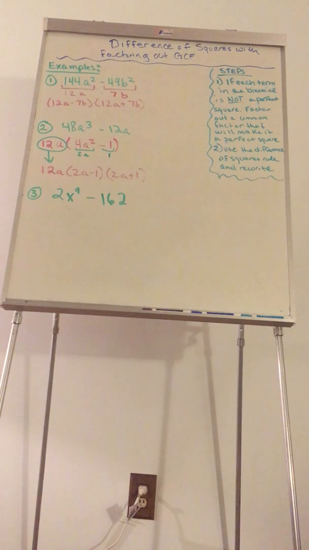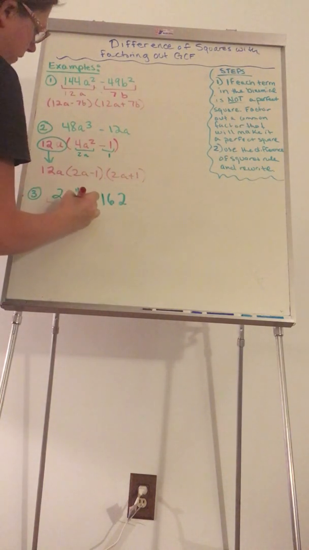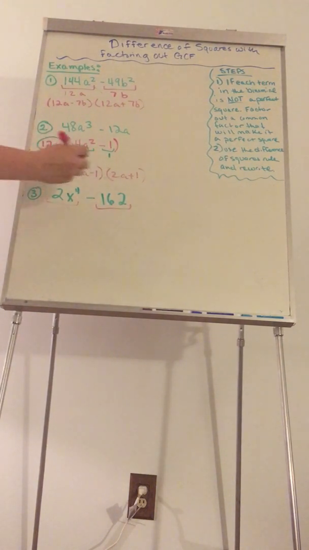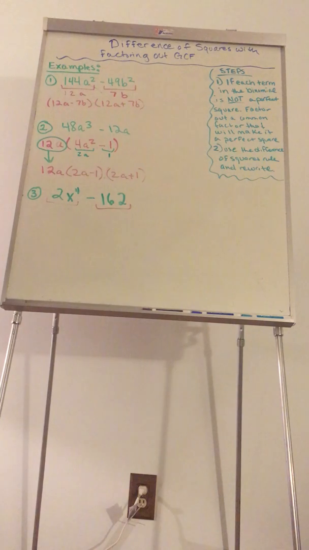Now, let's look at this one right here. I've got 2x to the 4th power minus 162. I want to look at this and see if I can make both of these numbers into perfect squares by factoring something out of them. I'm going to try factoring out a 2. If I divide 162 by 2, it's 81. 81 is 9 squared. That's a perfect square. So I'm going to take out a 2.